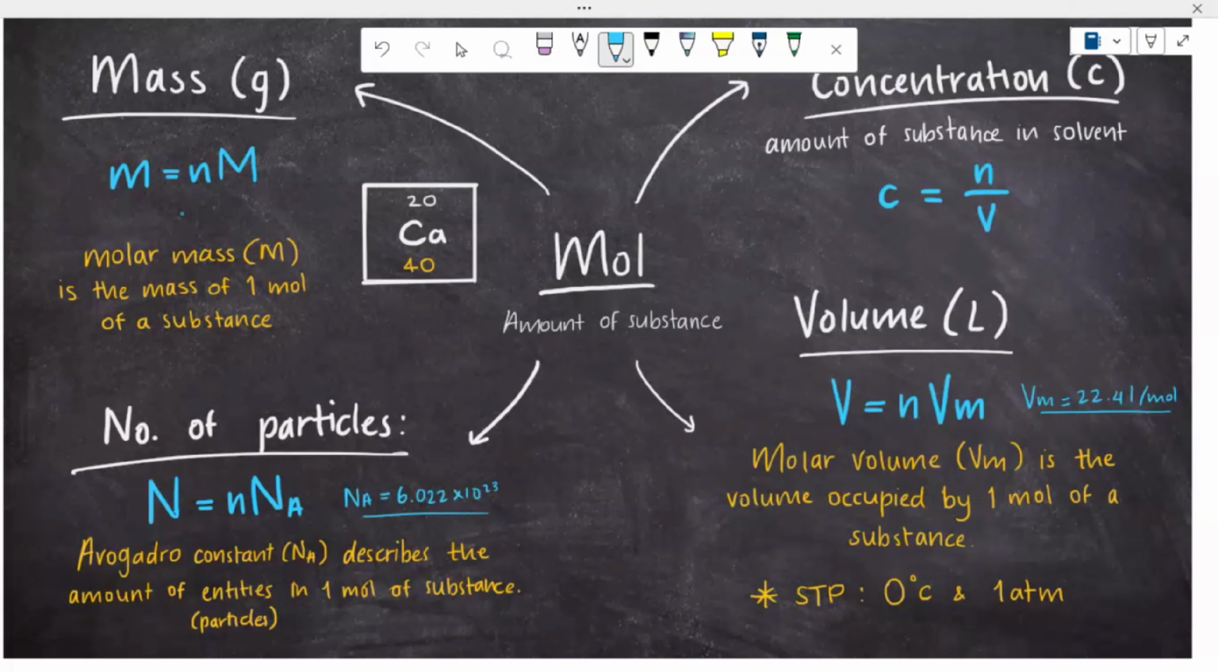So here I've drawn what you see on your periodic table, where you have your atomic number at the top, and then at the bottom would be your atomic mass, and this is the mass that you use when calculating your molar mass, right?